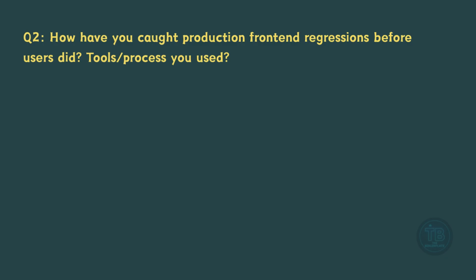Question 2. How have you caught production front-end regressions before users did? What tools or process did you use? Honestly speaking, I hate this topic of unit testing and Jest, Enzyme. I don't know, there are a lot of tools. I haven't used even one.